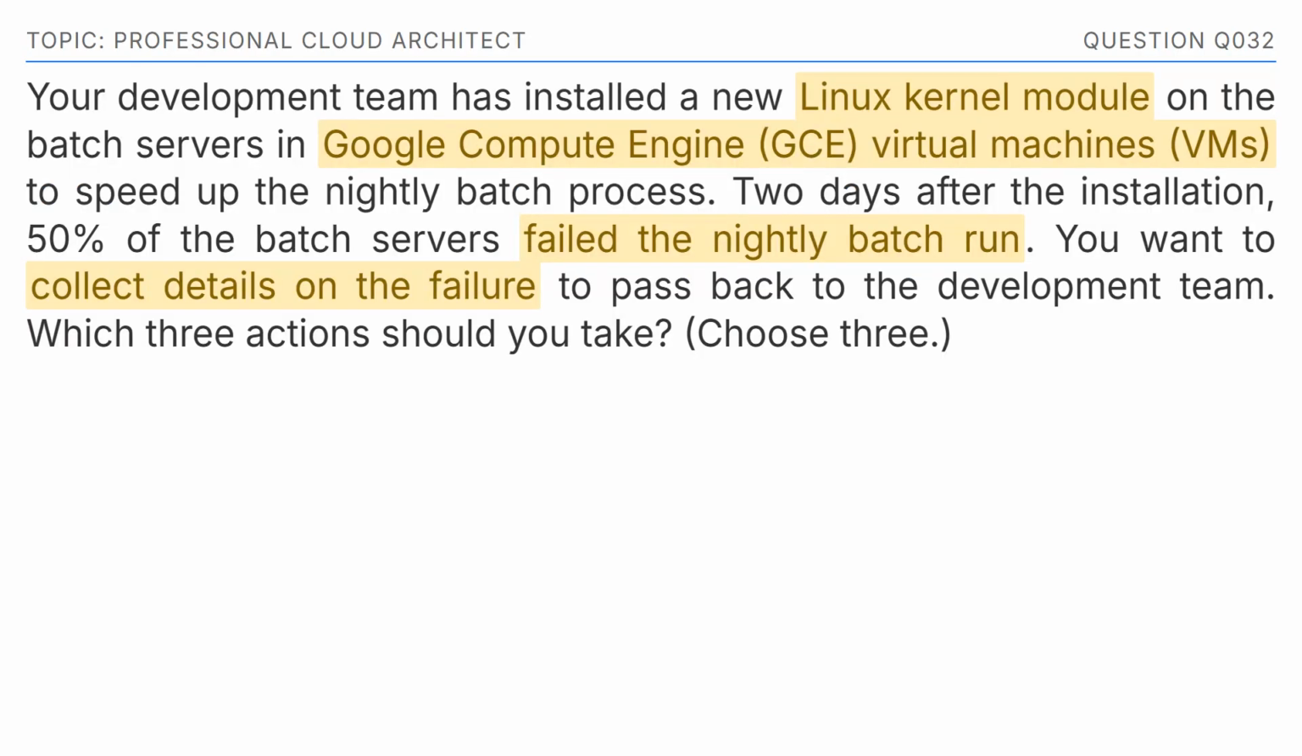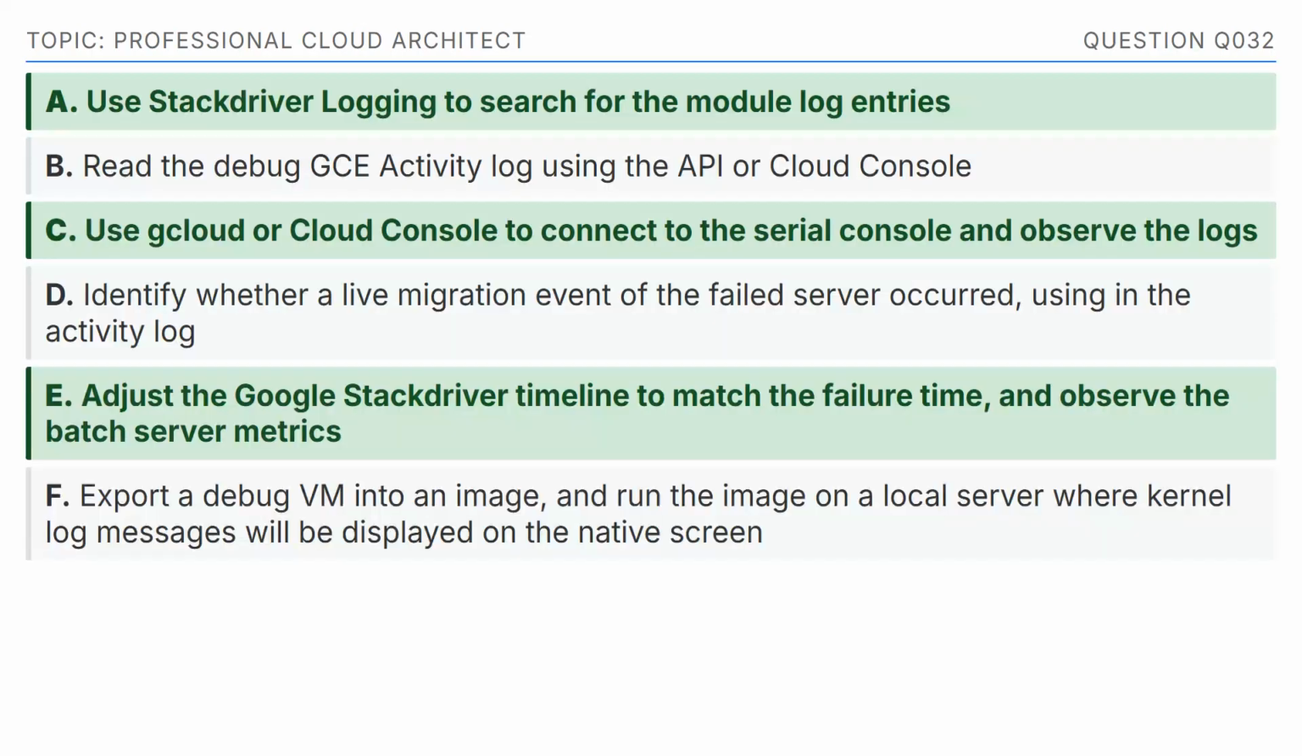To arrive at the correct answer, we focus on the keywords: Linux kernel module, Google Compute Engine, GCE, virtual machines, VMs, failed the nightly batch run, collect details on the failure. The correct answers are option A, use Stackdriver logging to search for the module log entries, and option C, use Cloud or Cloud Console to connect to the Serial Console and observe the logs, and option E, adjust the Google Stackdriver timeline to match the failure time and observe the batch server metrics.